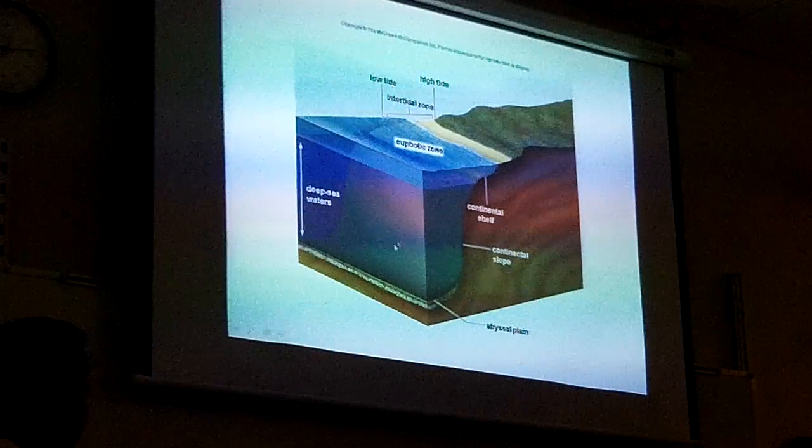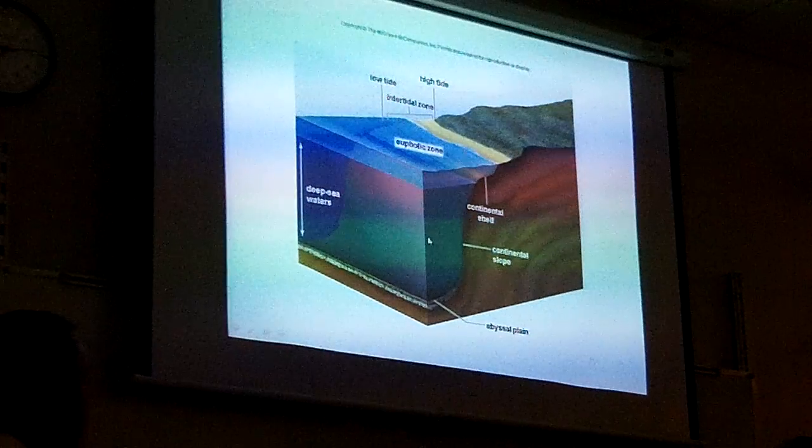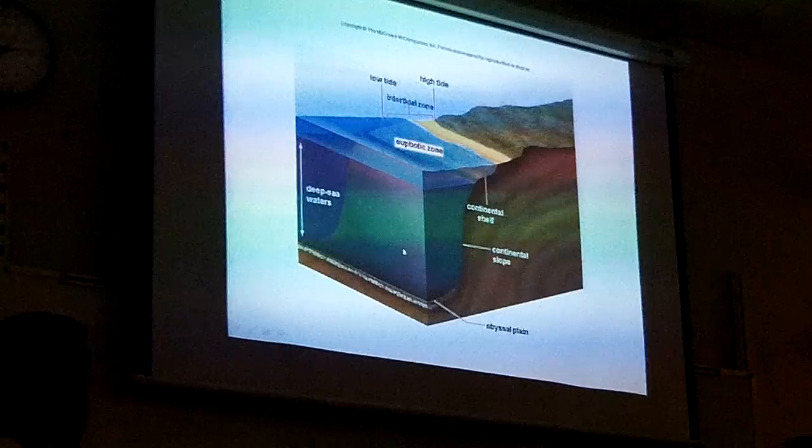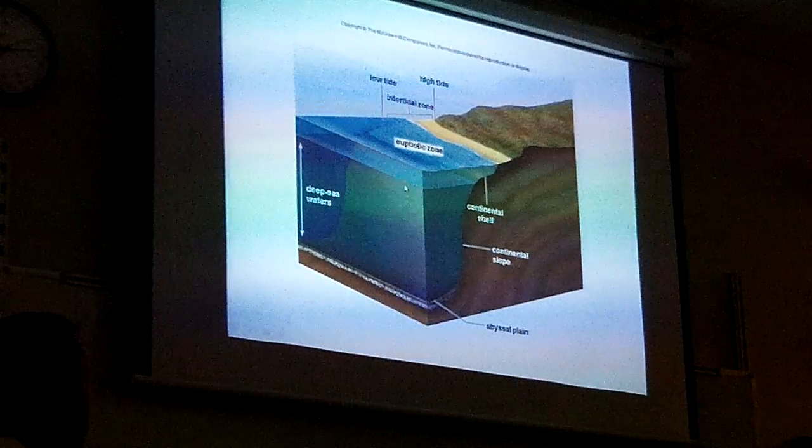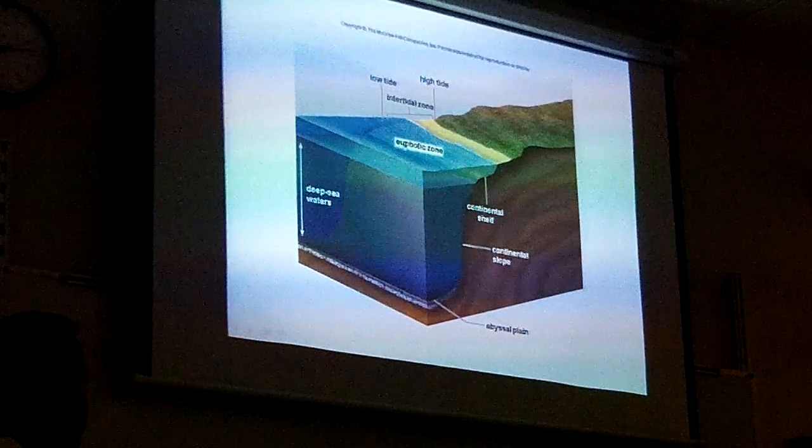And the area that light cannot penetrate is called the aphotic zone. They don't put that on here, but that's what it's called. Aphotic means no light. Euphotic means true light.